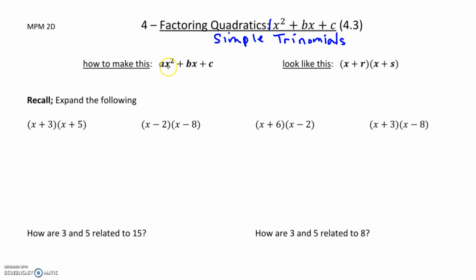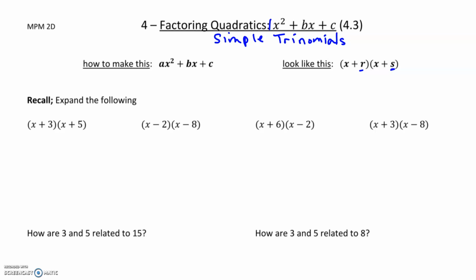So the general form would be ax squared plus bx plus c. We want to take this trinomial and make it look like x plus r times x plus s, where r and s would be numbers. So for example, x plus 3 times x plus 5. That's what we want our final answer to be.